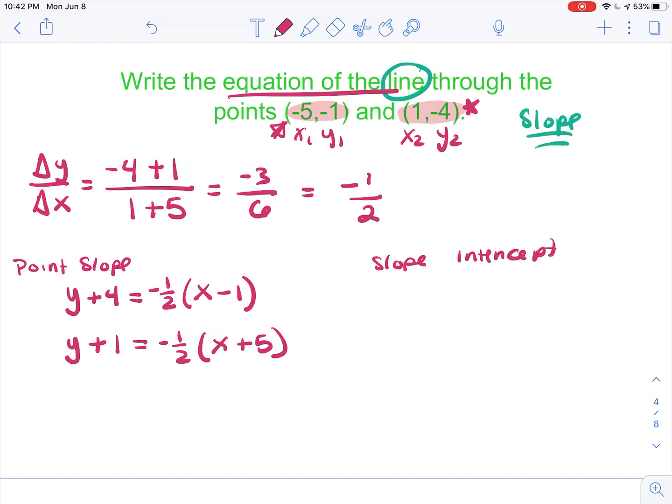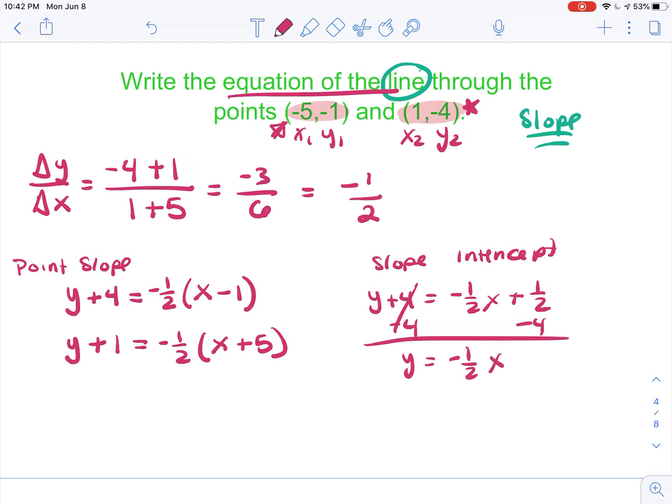Now, if it had asked for slope-intercept form, we could use either one of these equations to solve for y equals mx plus b. So what I'm going to do is I'm going to take the first one and distribute. So y plus 4 equals negative 1/2 x plus 1/2. Subtract 4 on both sides, and I get y is equal to negative 1/2 x, and that is minus 7 over 2. Okay, so that would be my slope-intercept form.